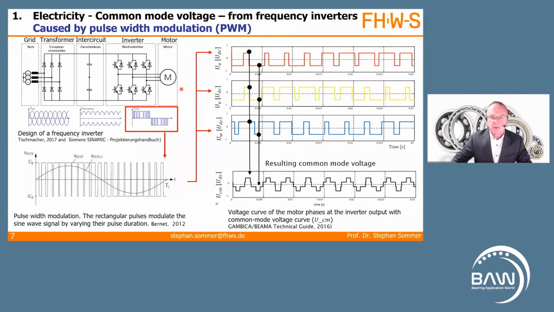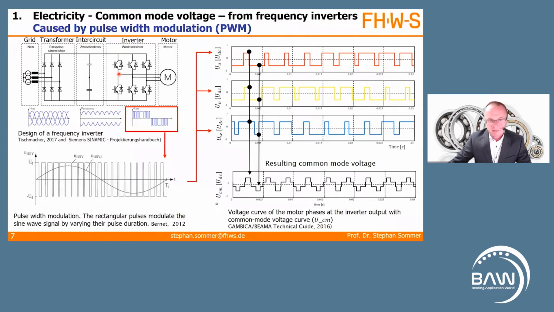And here's an explanation. To control the electric motor or generator, a variable adjustable frequency is required. And this is done by frequency inverters. This is the frequency inverter between the grid and the motor. It has an inverter, the intermediate circuit, and a transformer.